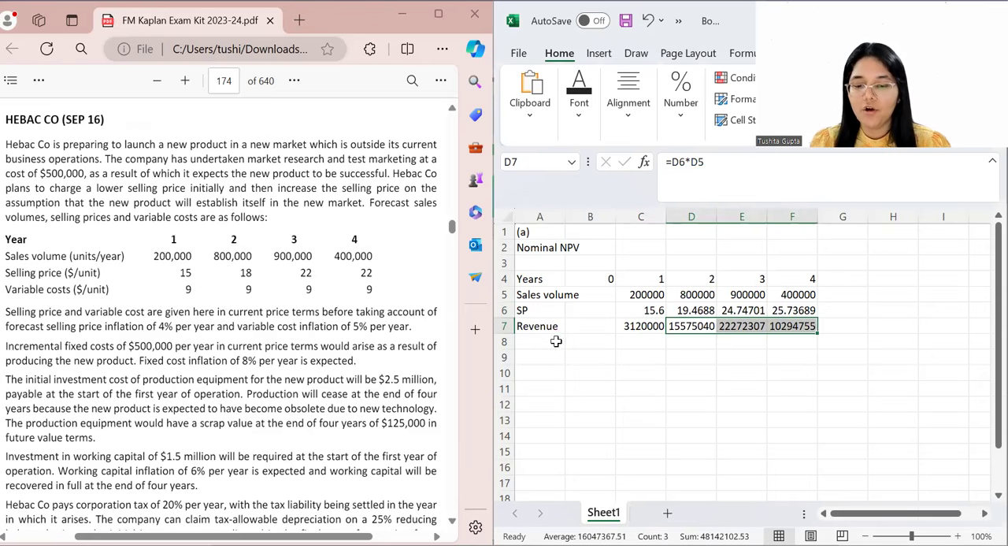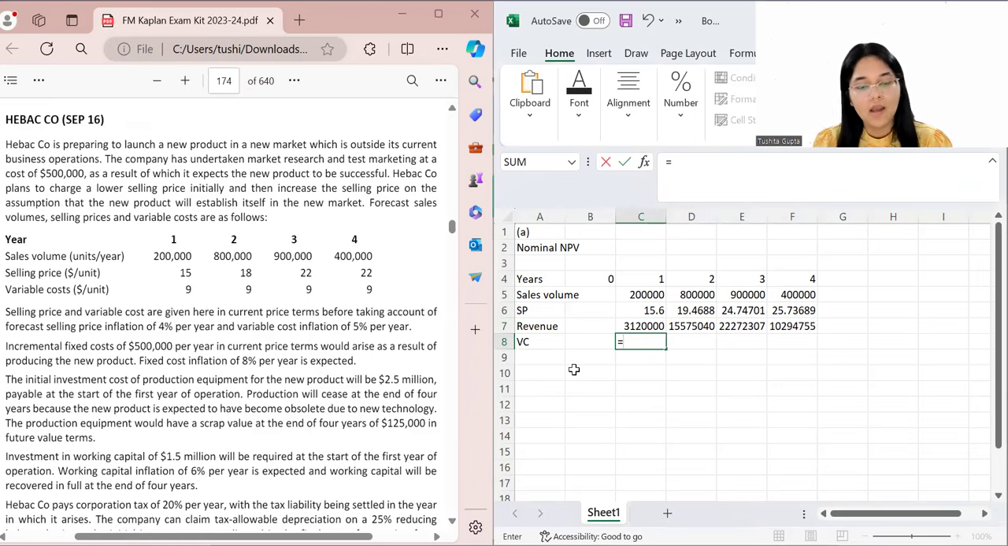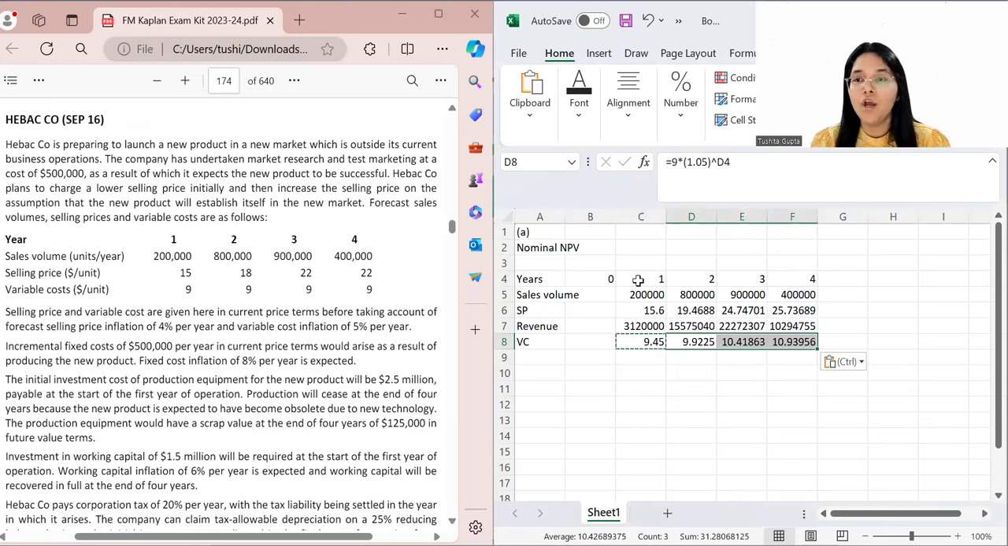Now, the next thing which forms a part of our calculation is our variable cost. Variable cost is again over here given to us in per unit terms without applying the inflation. So, in 9 multiplied by the inflation for variable cost is 5%. So 1.05, and I raise that to the power of the year. Now over here, the variable cost is remaining the same, so I do not have to change anything. So these are my variable costs which I have for all of the 4 years that I have with me.